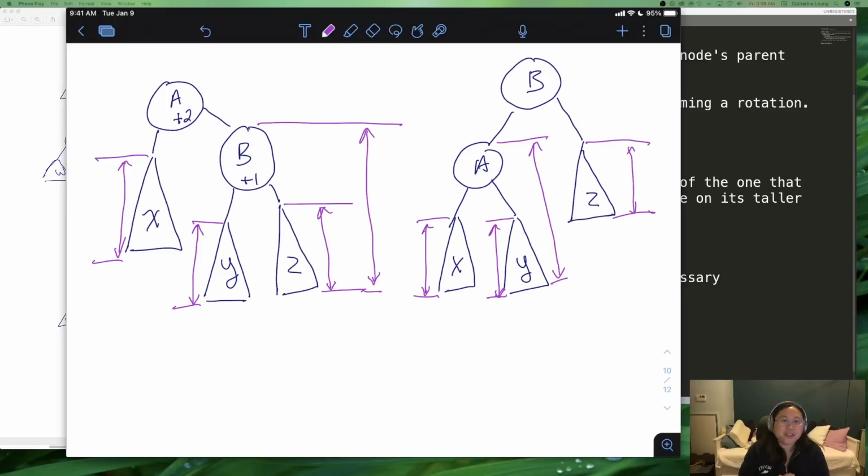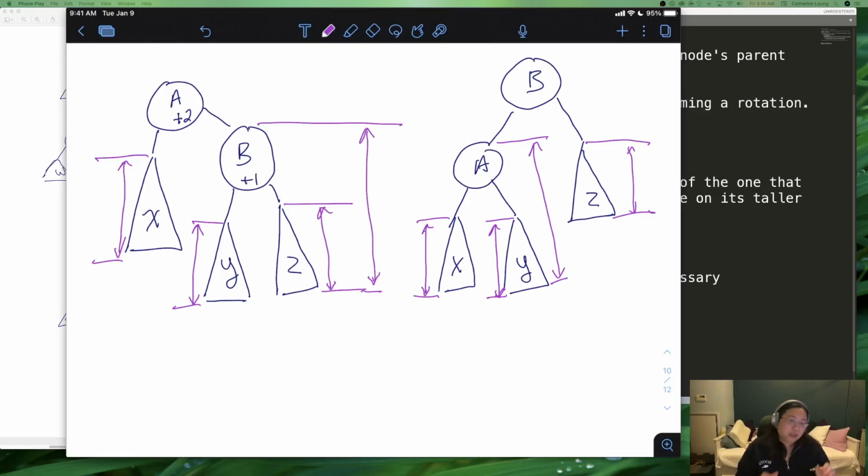Hi everyone. So this is the fifth video in the AVL tree series. And in this video, what I want to do is show why rotations actually work. So far in all the examples, they seem to work, but is there a way to prove that they actually do work when we apply them?